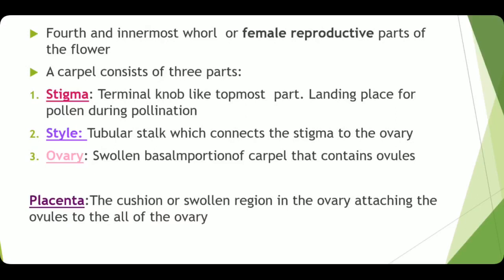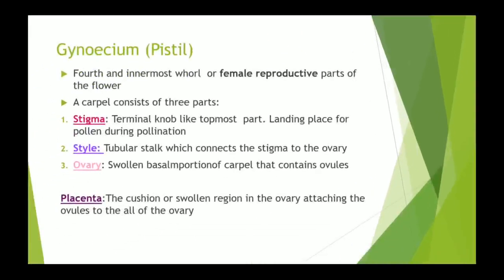And the style, what is it? It is a canal-like structure below the stigma, a tube-like structure in which pollen grains form the pollen tube, which gives a pathway for the pollen grain to reach towards the ovary. Then the next one is the ovary. The ovary is lower to the style, a basal swollen portion that contains ovules inside. That's why it's very important. As pollen grains have male gametes, similarly ovules or egg cells have female gametes.